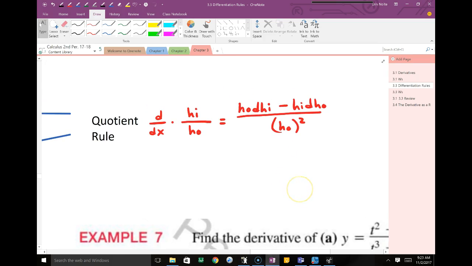It's like an alphabet. Okay, so if you can remember this, you can always use the quotient rule. Ho d high minus high d ho over the ho squared.